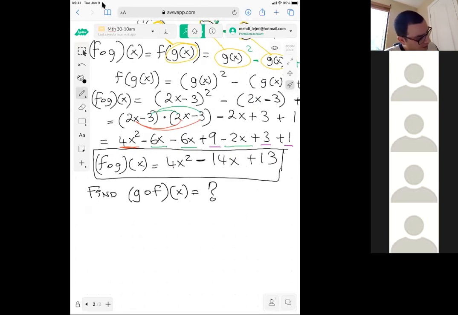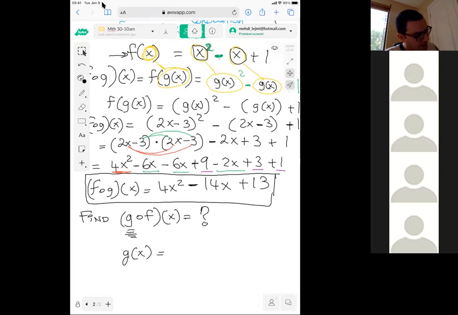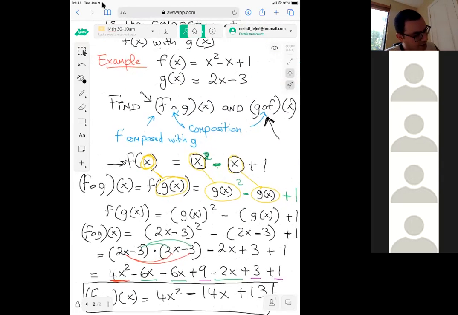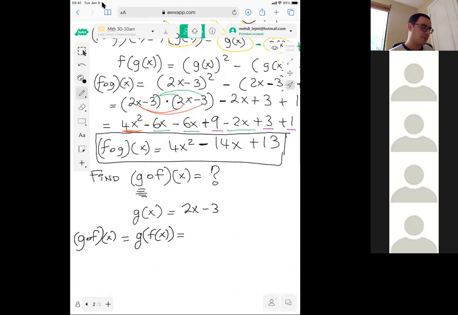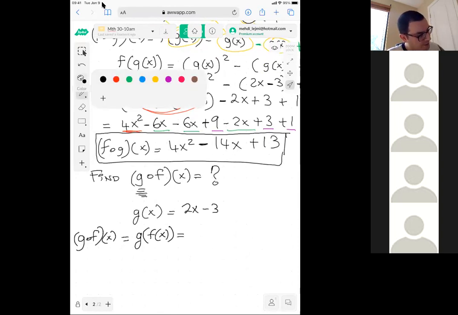Right? So g is first. So if g is first, I'm gonna write down g of x. So g of x, we said it's 2x minus 3, right? So it's 2x minus 3. Now I want to compute g composed with f. So g composed with f is g, and then between parentheses we have f of x, right?